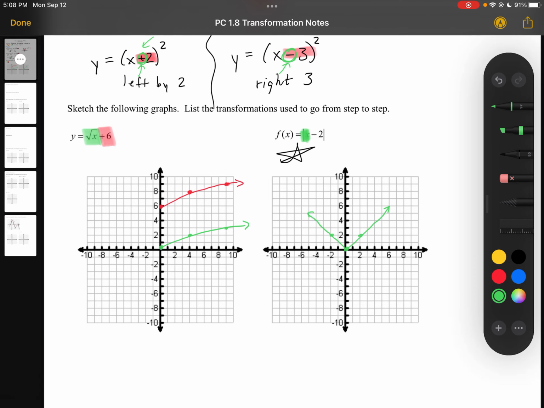And then what happens is we have that -2, but the -2 is happening inside of our parentheses. So -2, do the opposite of what you think, so move 2 to the right. And then from there, everything is just shifted by 2 to the right. So the V still appears, everything is the same. We've just simply gone 2 to the right.